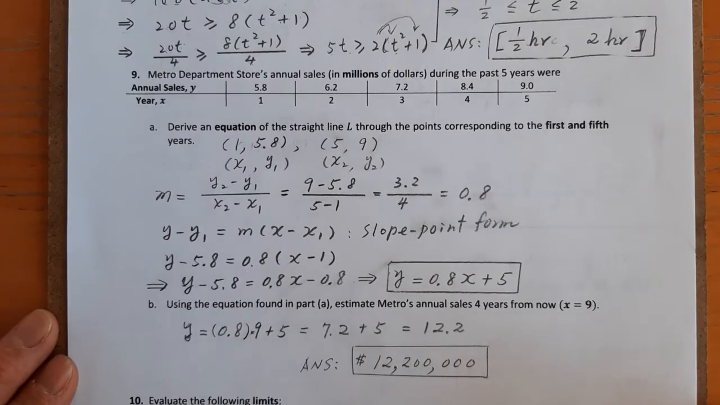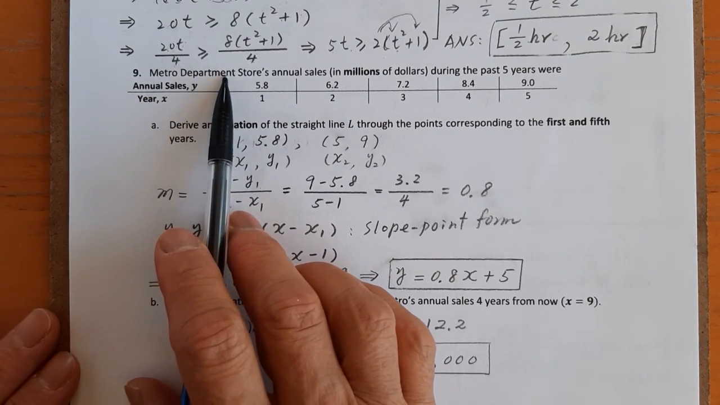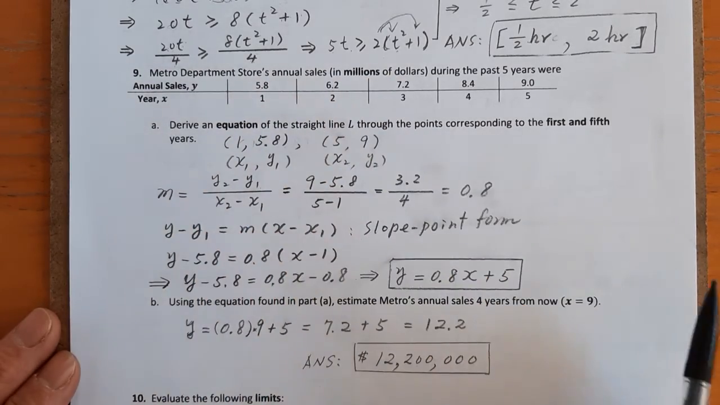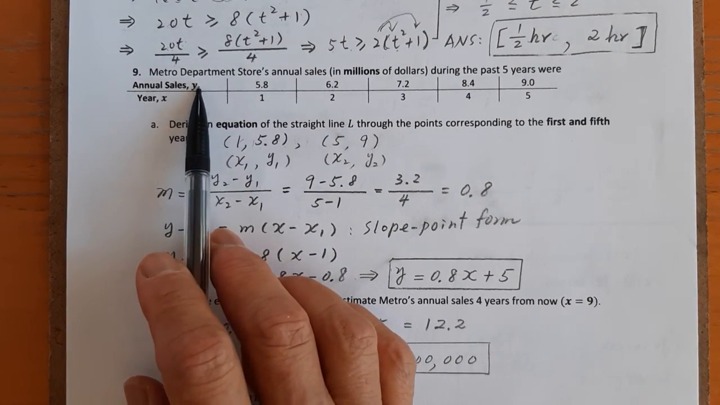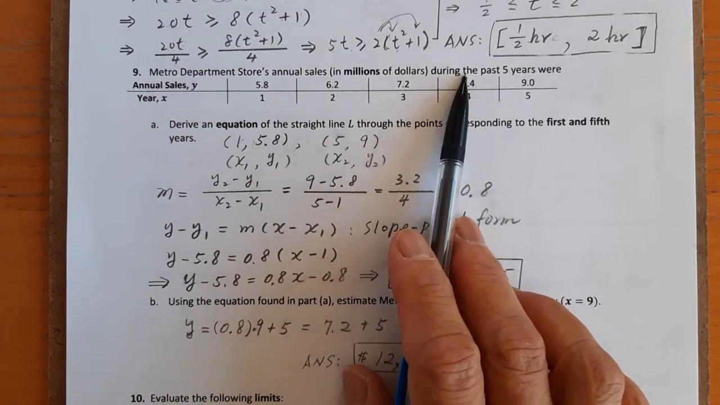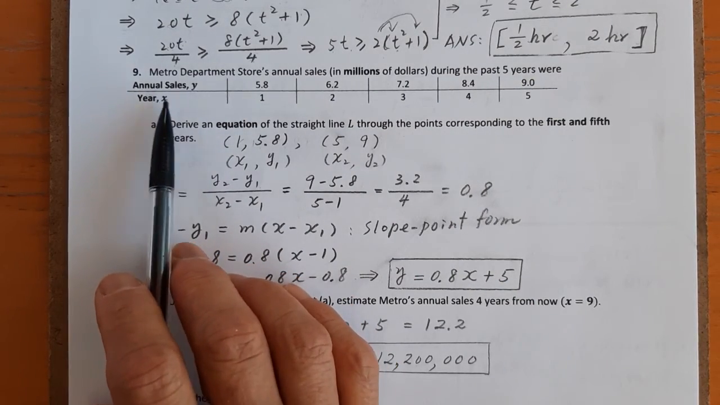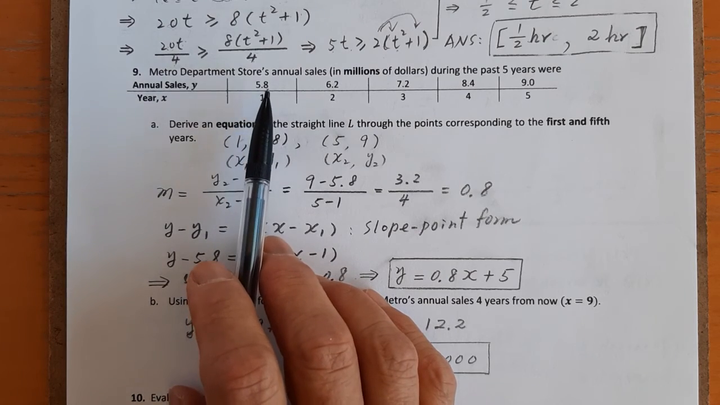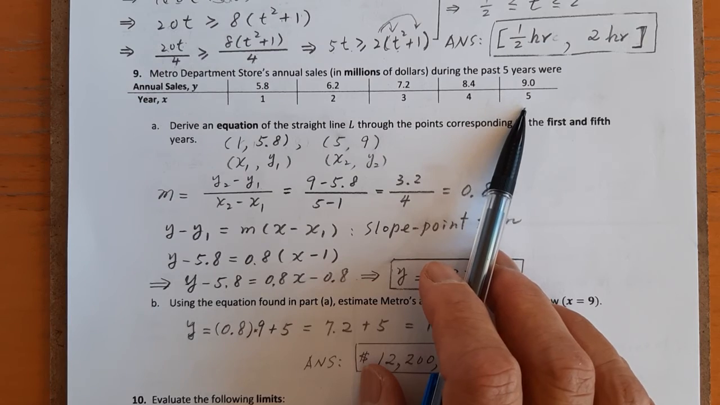Question 9. Metro department store's annual sales, y, in millions of dollars during the past 5 years were the following. And here x represents years. Past 5 years, x equals 1 until 5.